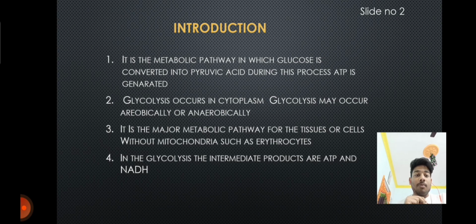it is the major metabolic pathway for the tissues or cells without mitochondria such as erythrocytes. They are majorly dependent on glycolysis for energy production. In glycolysis, the intermediate products are ATP and NADH. The NADH further enters into ETC to produce more amount of ATP.